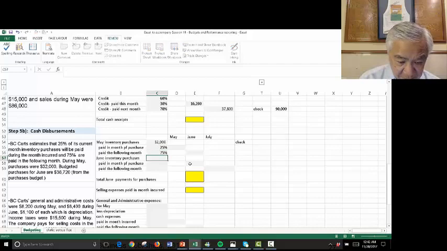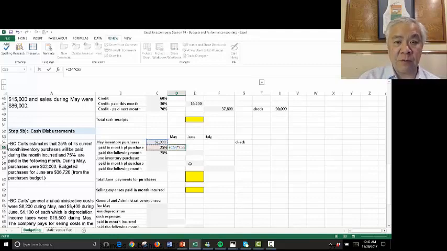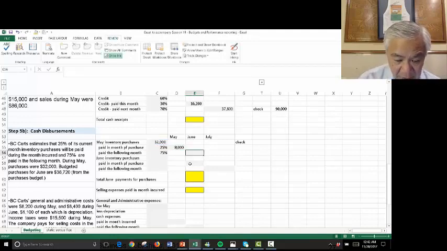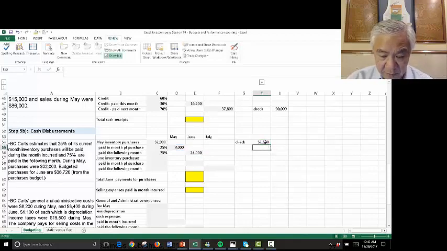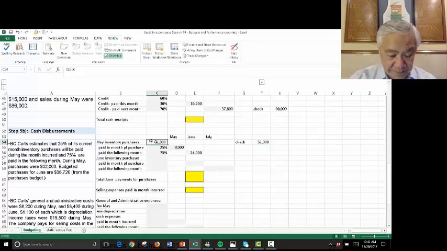It's 0.75. Use these percentages and say May purchases of 32 times 25% were paid in May. The rest will be paid in June. So 32,000 times 75% will be paid in the following month. So we'll do a check here, this plus this plus June equals 32. So this equals this. We're in good shape.